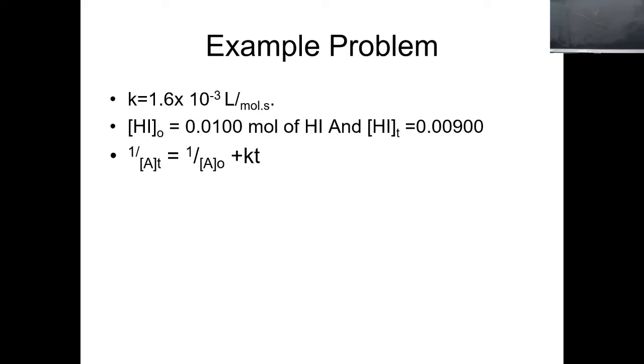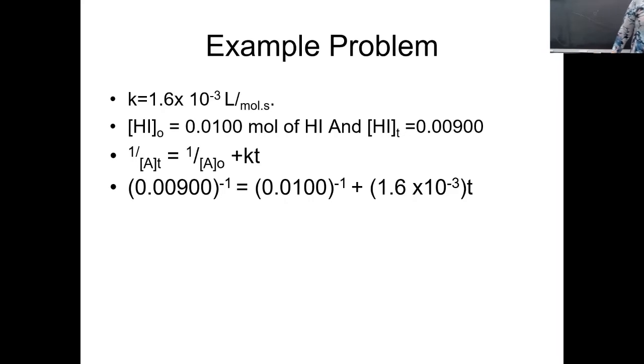So we have this number, and the k, and we're looking for the t. So probably the first thing we want to do is find the reciprocals of those concentrations and subtract them from one another. And that way we can get kt by itself. All right, so take a moment to plug these things in, see what you get.